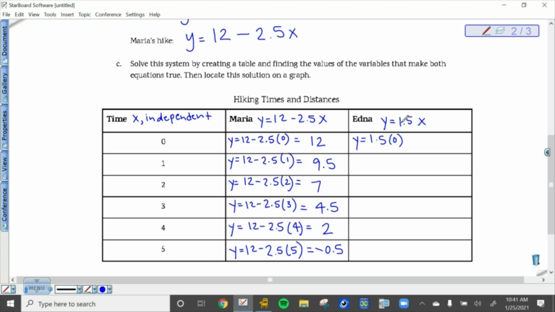All right, you guys. So where and when did they meet? 3. What does number 3 mean? The time. So after how many hours did they meet? 3. And at what mile marker did they meet? 4.5. There you go.